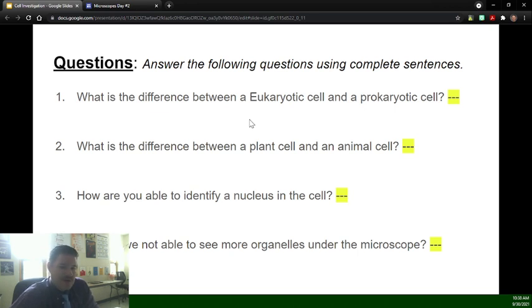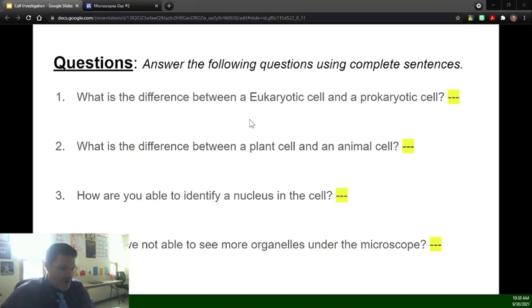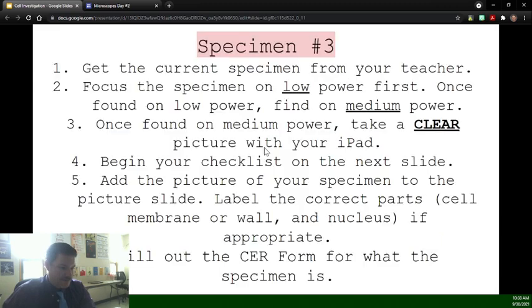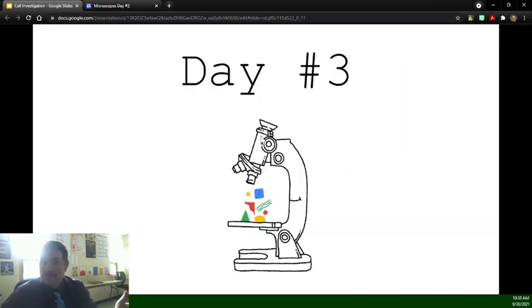What is the difference between a prokaryote and a eukaryote? What is the difference between a plant or an animal? How are you able to identify the nucleus? These are just questions to get you to be able to tell me that you clearly understand all the things that you are putting down in the checklist. Now, back to the things that you're going to be looking at. When you get to day 3, you stop.